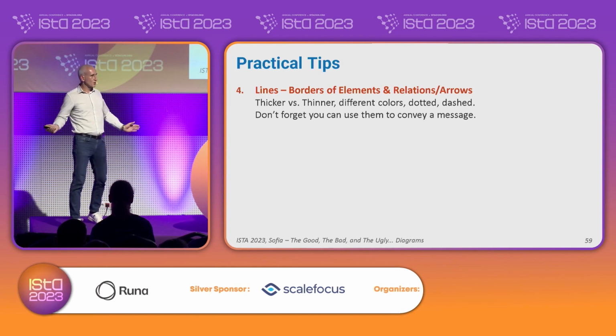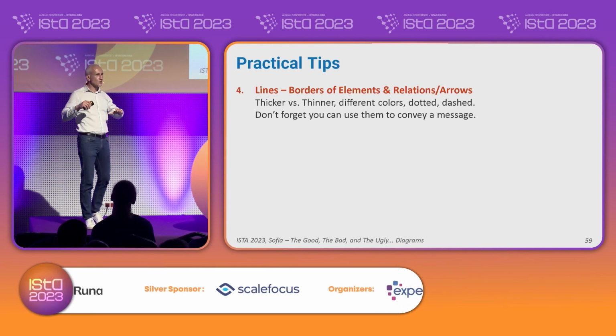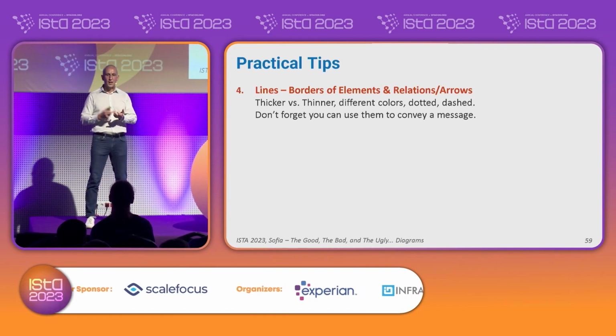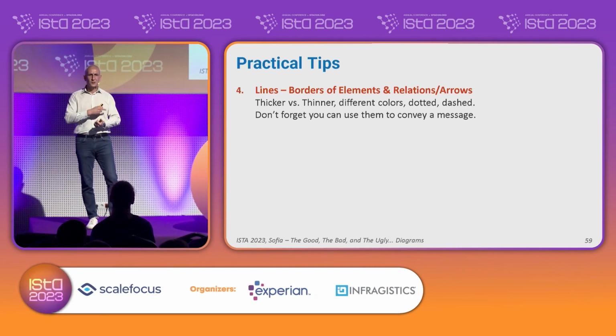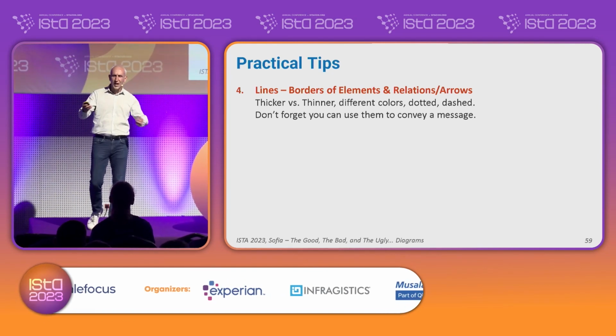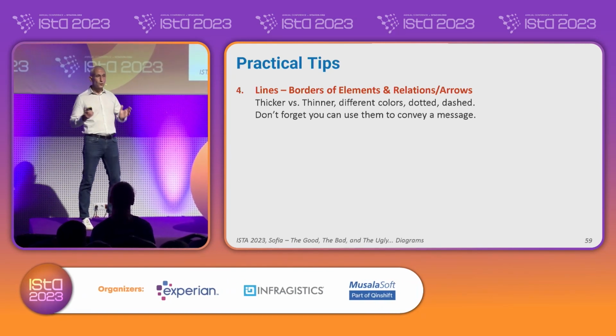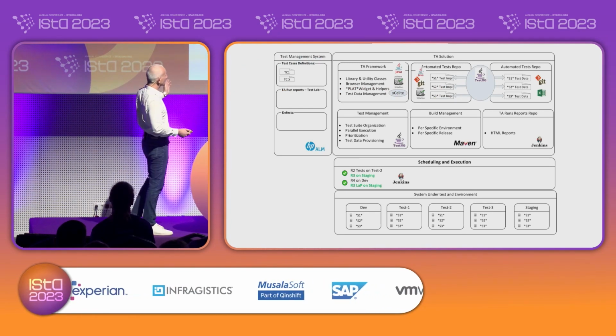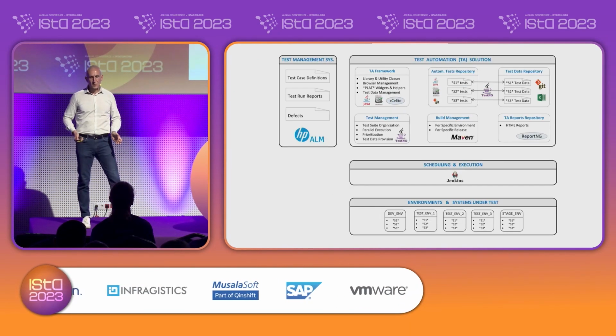Lines, extremely important. People don't think that lines are a tool. But your lines, thickness, color, dotted, dashed lines, arrows, etc., those are tools that can pass a message. So looking at this one, again the original one, all the lines are the same.